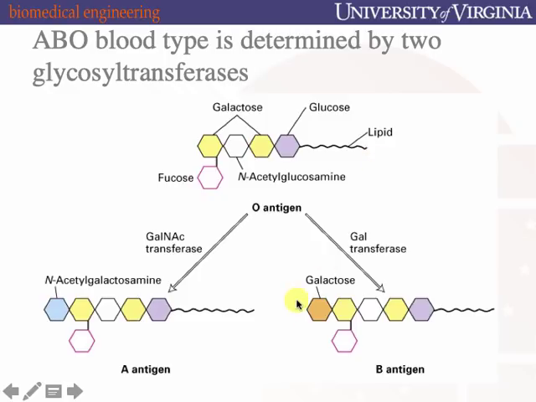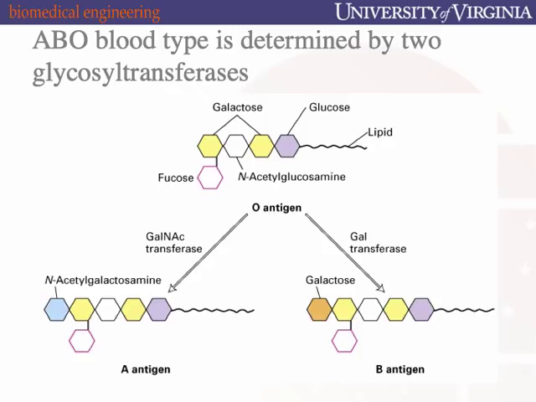Reciprocally, if you have the B allele, instead of making a GalNAc transferase, it encodes for a galactose transferase, or a gal transferase. Different sugar modification here, different antigen, that's the B antigen. And if you're type AB, you got one copy from mom and one copy from dad, and that's the blood type.